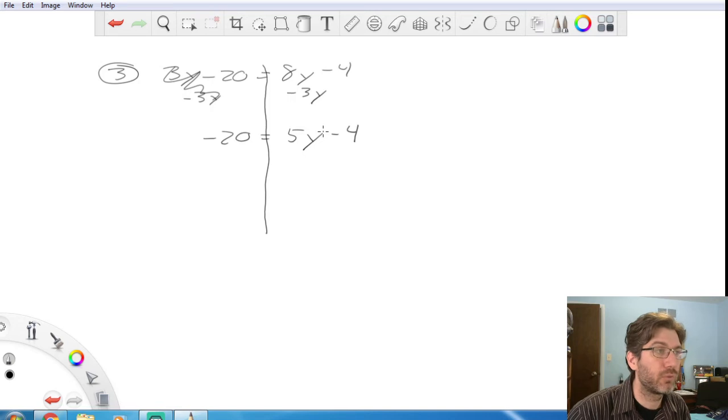Now you just do order of operations in reverse. I have adding and subtracting going on here, so I'm going to add 4 to both sides. Negative 20 plus 4 gives you negative 16.